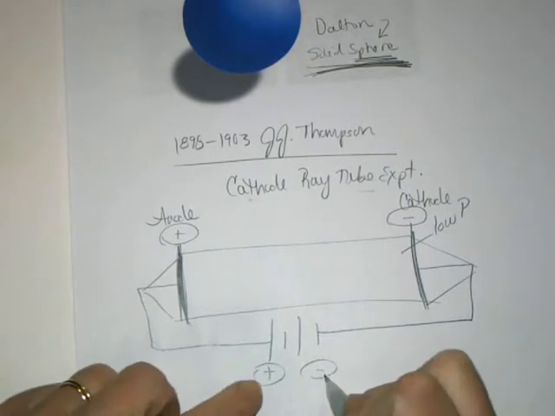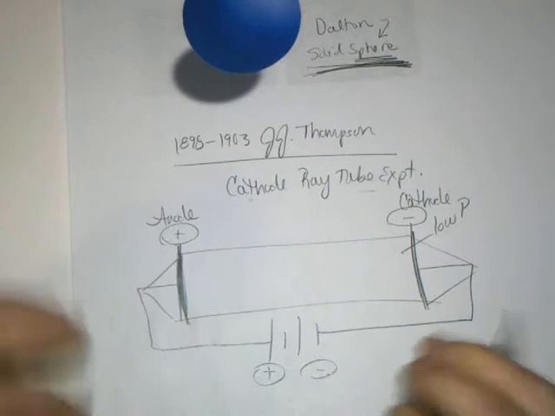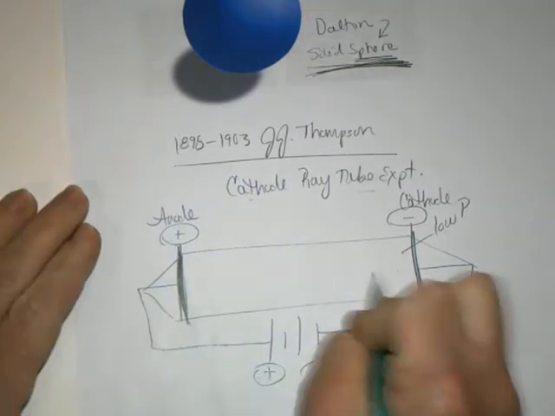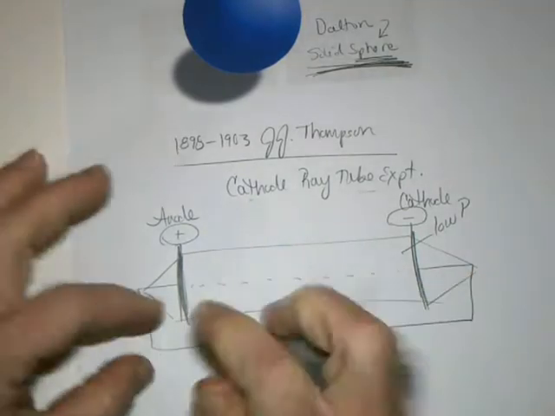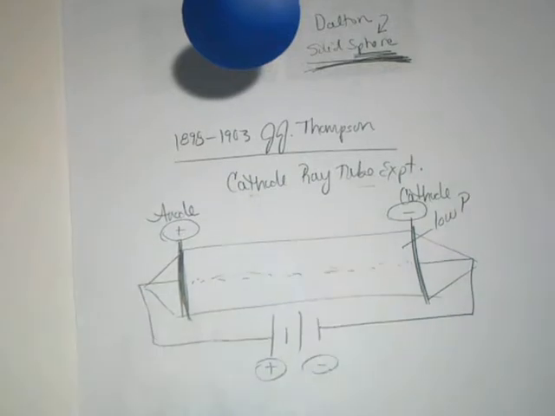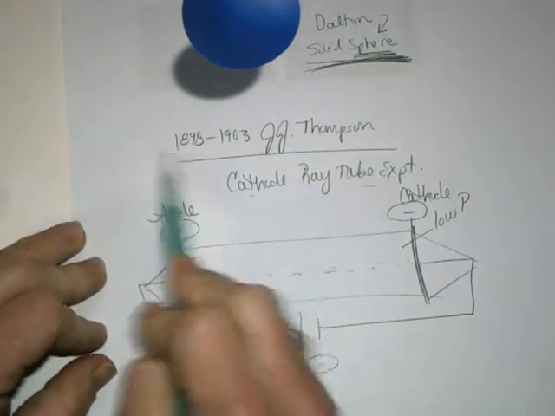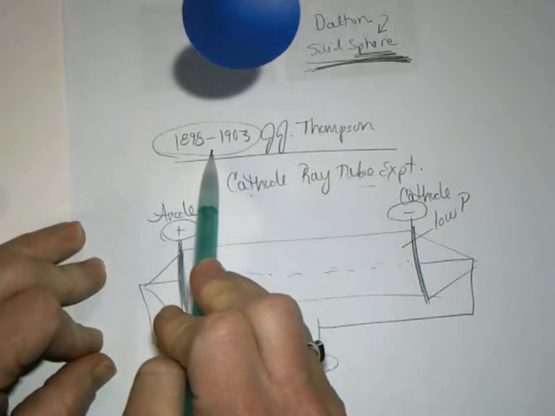When the voltage source was connected, something amazing happened. A ray, a beam of light was created. This perplexed scientists throughout the world. J.J. Thomson worked for 5 years.